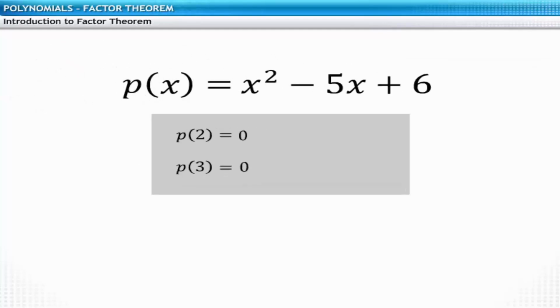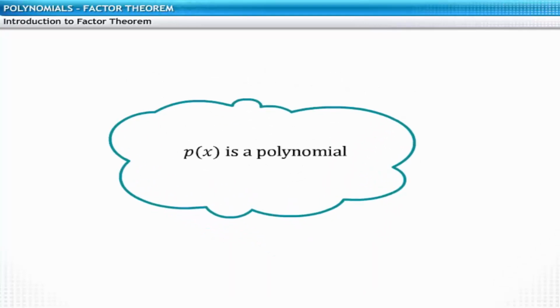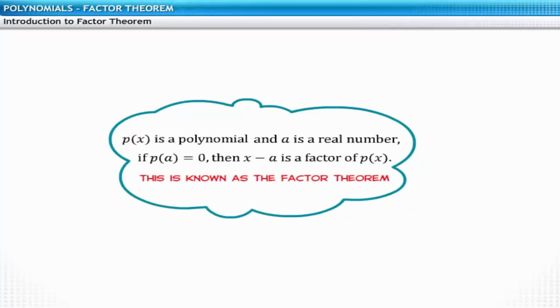Based on the above discussion, we can sum up that p of 2 is equal to 0 if and only if x minus 2 is a factor. Similarly, p of 3 is equal to 0 if and only if x minus 3 is a factor. Let's generalize this for any real value of x. Consider p of x is a polynomial and a is a real number. If p of a is equal to 0, then x minus a is a factor of the polynomial. This is known as the Factor Theorem.